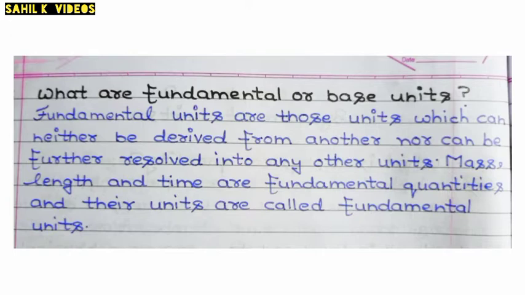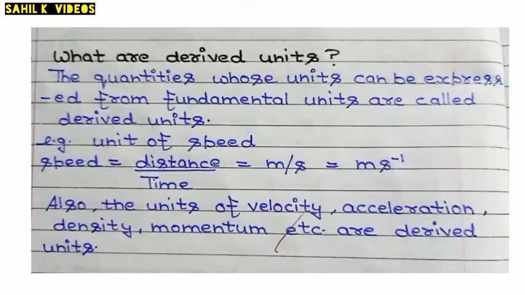Fundamental units are those units which can neither be derived from another nor can be further resolved into any other units. For example, the mass, length and time. The second unit is derived units. The derived units are derived from the fundamental units. That's why these are called derived units.